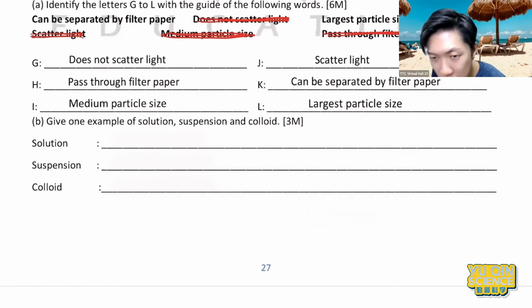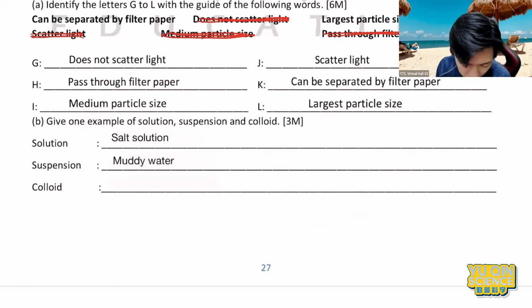So just try to remember a few that will always be the same. Then in your exam you stick to those few answers, and you are safe. So solution, anything that is transparent, like salt water, sugar water. Suspension must be things that cannot dissolve properly, like sandy water, muddy water, fresh orange juice. And colloid should be anything in between, but the best answer is always your milk. Mayonnaise, yeah, those are good answers. It's not as clear as a solution, but it's not as cloudy and dirty as suspension. So milk is in between.